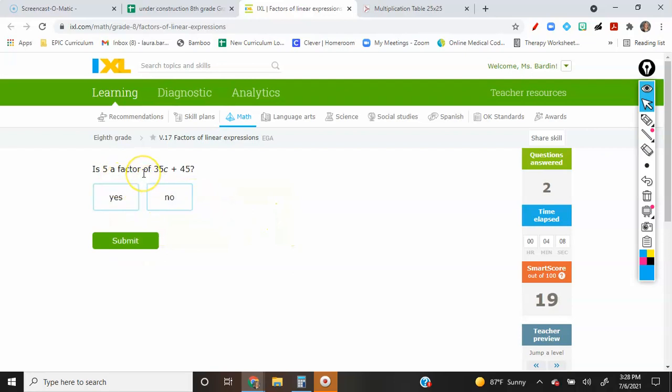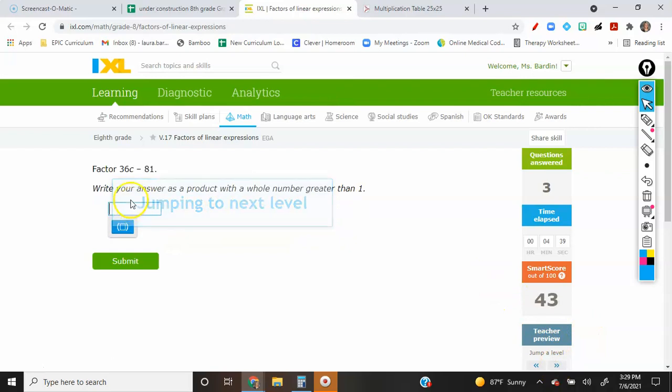I hope this small lesson that I've done in a minute 40 is able to help you look at this lesson on linear expressions and say, yes, 5 is a factor of 35 and 45, because it is one number that you multiply in order to get 35. 5 times 7 is 35 and 5 times 9 is 45. So therefore, yes, it is. Let's skip to the next level and take a look.